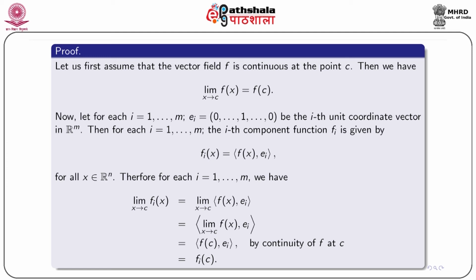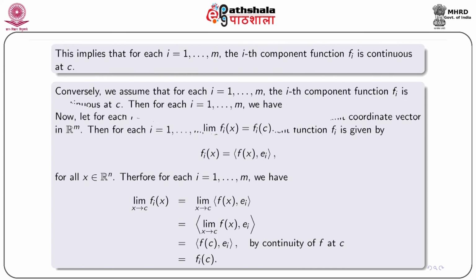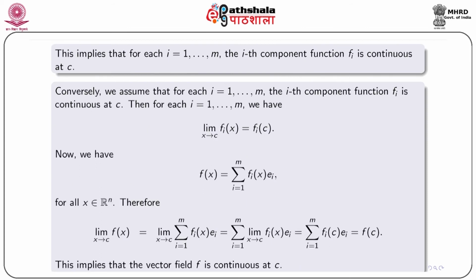Then for each i from 1 to m, we have limit as x extends to C of fi(x) equal to limit of inner product f(x), ei. So, this is nothing but inner product of limit of f(x) as x extends to C, and ei. If I take the limit of ei, it remains as it is. So, we have the value of the limit equal to fi(c). This implies that for every possible value of i, the ith component function fi is continuous at C.